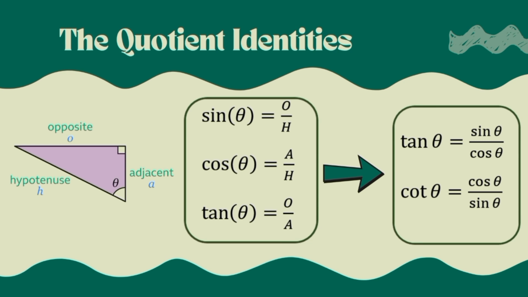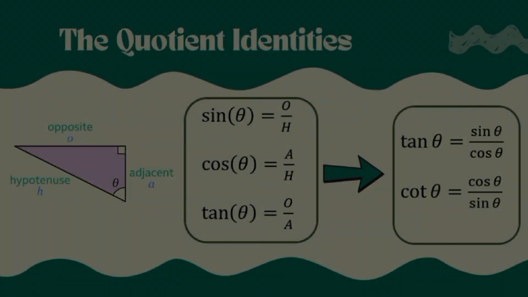Now that we have verified that we can write the tangent function as the sine of the angle divided by the cosine, and since cotangent is the reciprocal of tangent, we can write the cotangent as the cosine of the angle divided by the sine. Therefore, we have the two quotient identities.